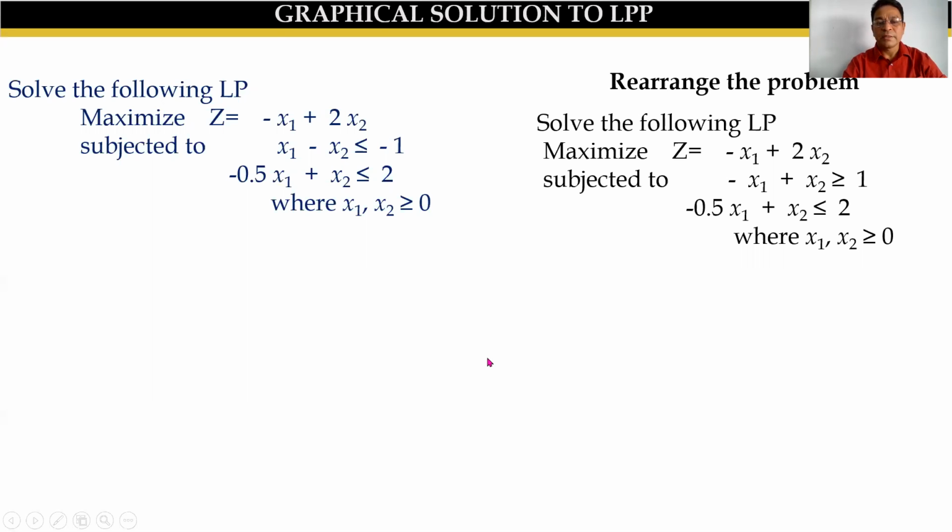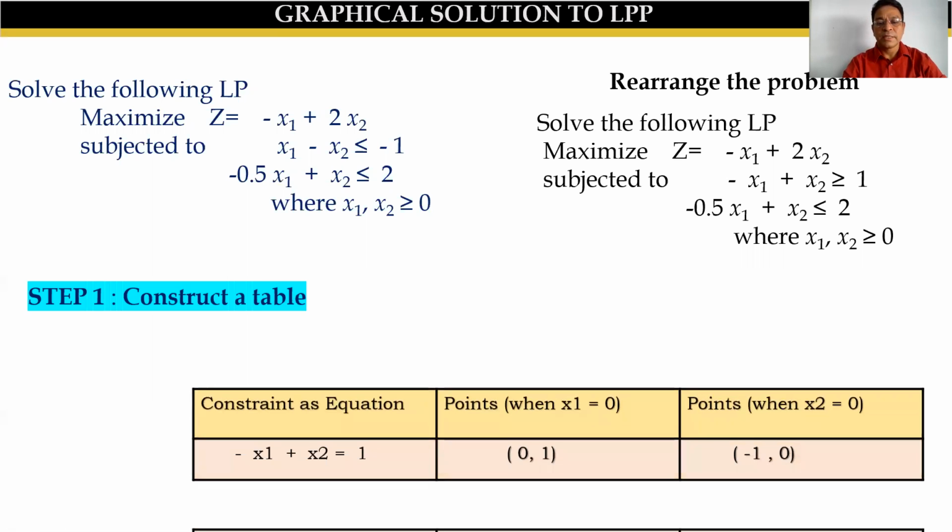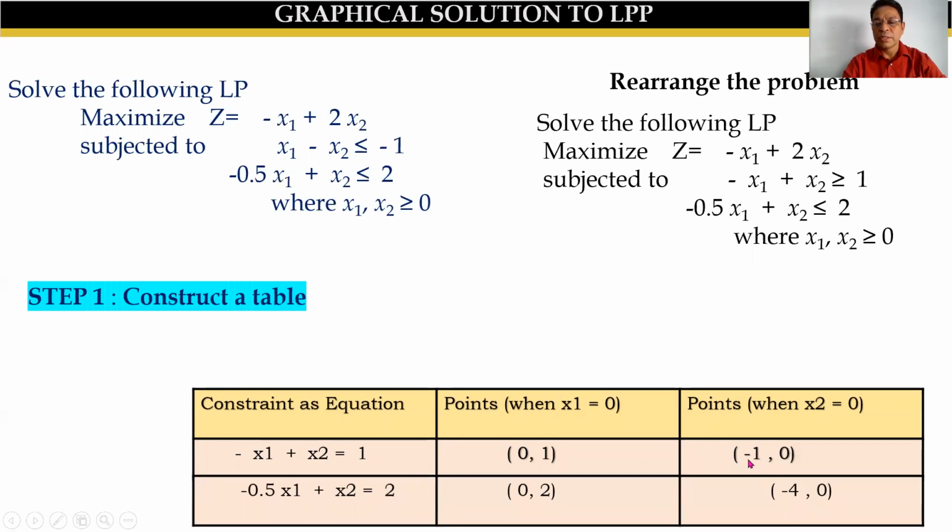Okay, so coming back here, first step is to construct the table. First constraint, second constraint, we got these as the points to draw this line represented by -x1 plus x2 is equal to 1, and we have (0, 2) and (-4, 0) as 2 points to represent the constraint equation -0.5x1 plus x2 is equal to 2.